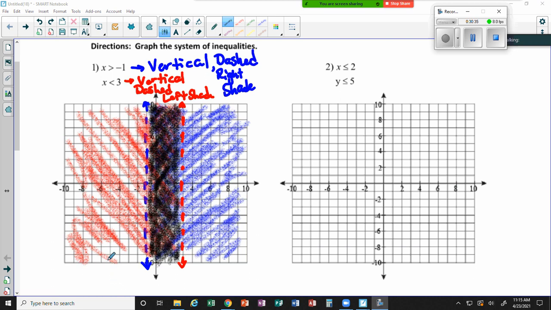Okay. There are no vertices here because there are no corners. The solution would be any point in between those two, so any point that has an x value between negative 1 and 3. Okay? Because it's vertical, they're both going up. Alright, any questions on that?